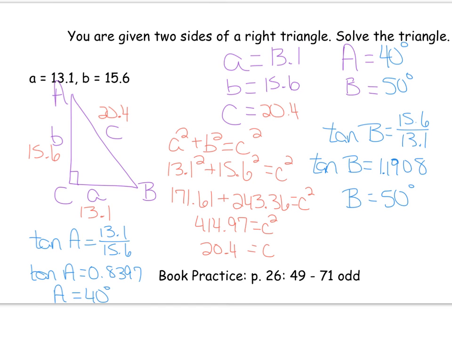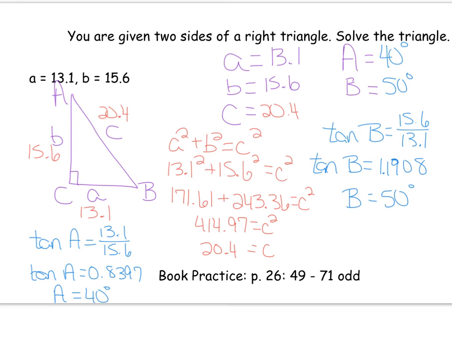Okay, so here's what I did. Yours, you may have approached it a little differently, but you should still have very, very similar answers. Since they gave me two sides, I decided to use Pythagorean theorem to find the third side. So a squared plus b squared equals c squared. I got the hypotenuse was about 20.4.